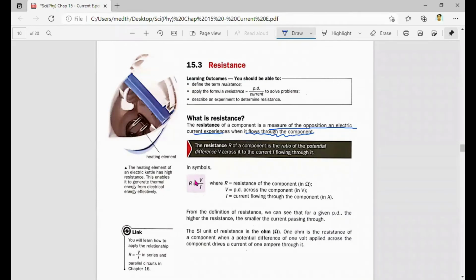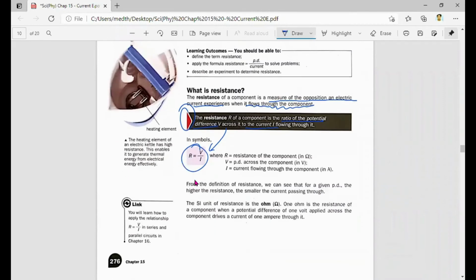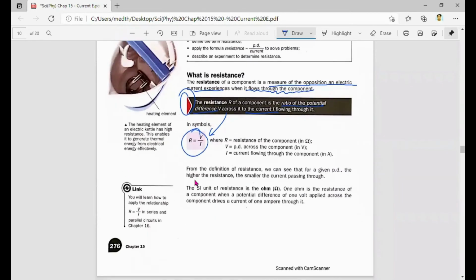And what is the exact definition? It's a ratio of the potential difference to the current flowing through it. This can be simplified into this formula: R equals V over I. Ratio of the potential difference to the current flowing through it. So this is one key idea I need to take note of.